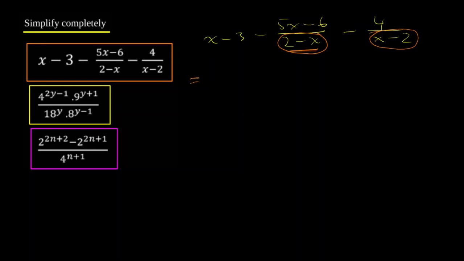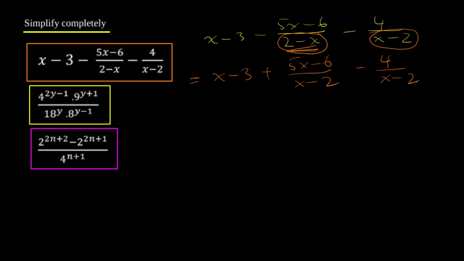So I'm going to leave our x minus 3 alone, and then if I factorize the negative 1 over there, I have to multiply it with the negative on the outside. That becomes positive. And then I have 5x minus 6 over x minus 2, minus 4 over x minus 2.